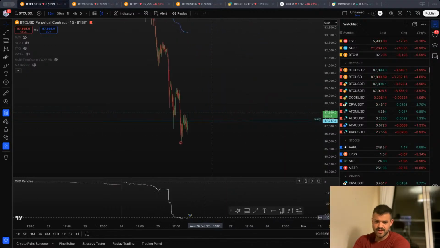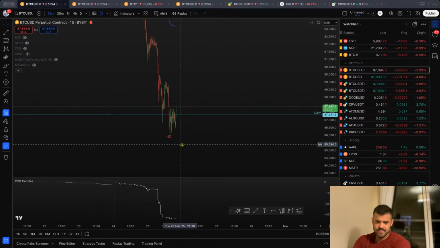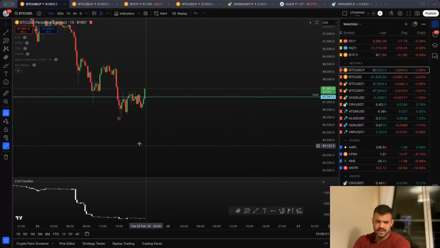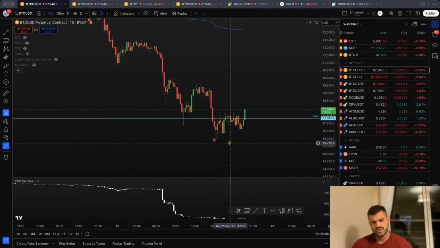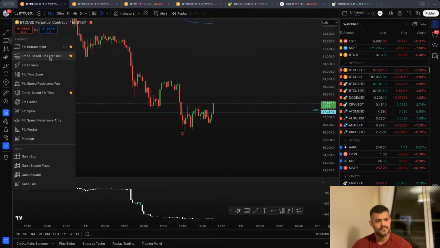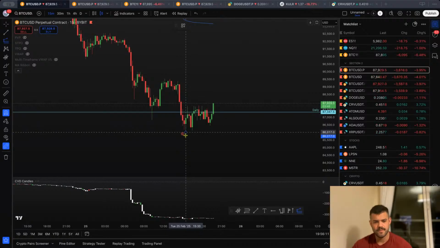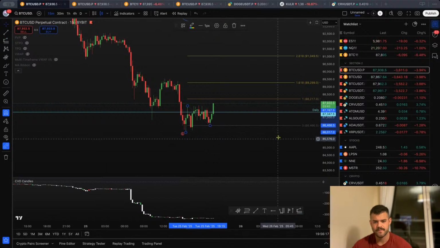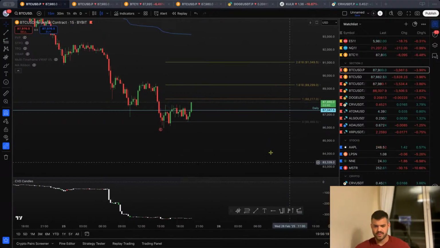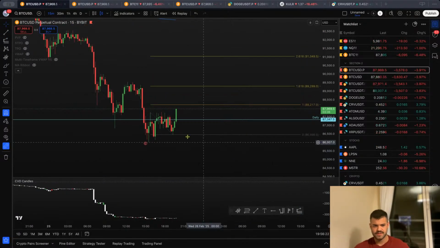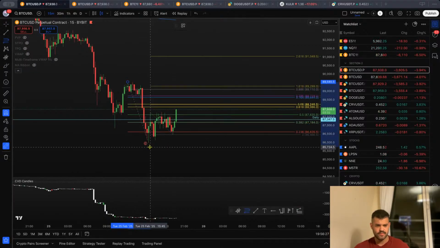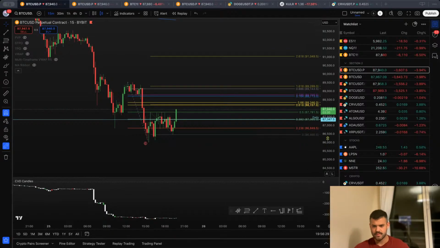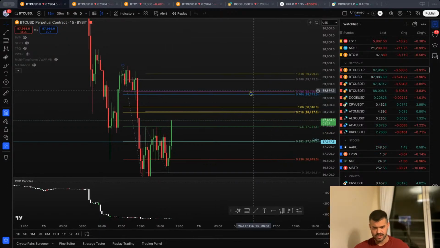It looks like it's pumping now. We can take a trend based fib. Yeah, and then yeah. So we're coming up to the 1-to-1. I want to see what the reaction is like there. This is at 88. It would also possibly be a golden pocket too. Yeah. So let's just see what that is. I might even take a short, to be honest.